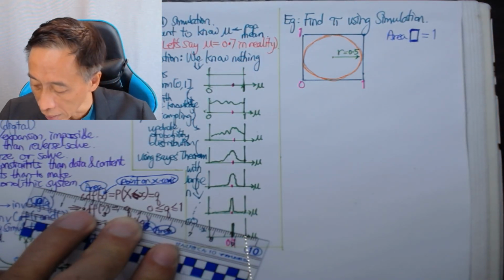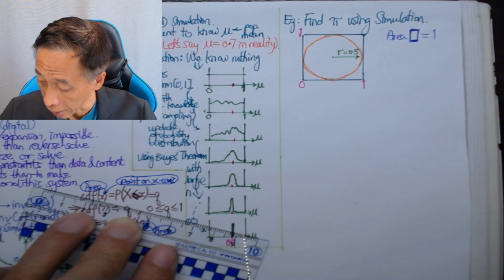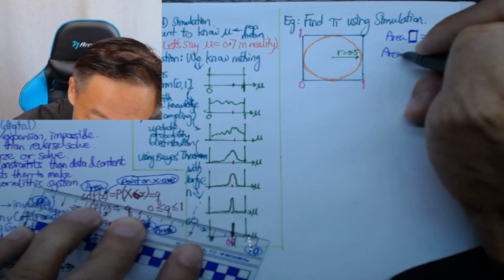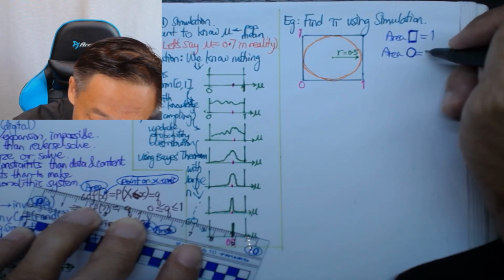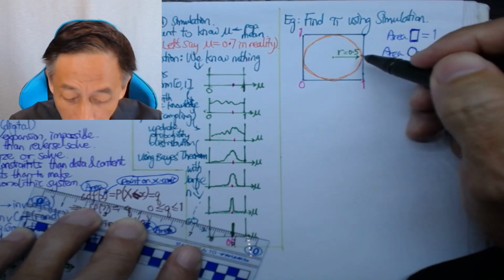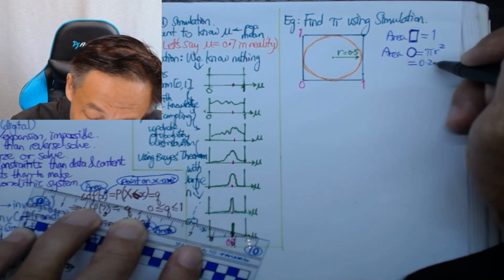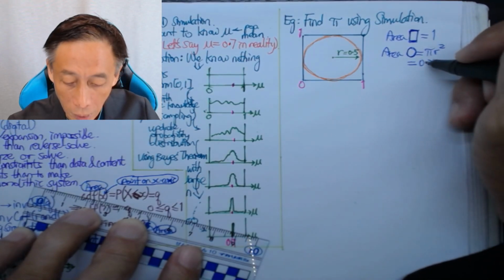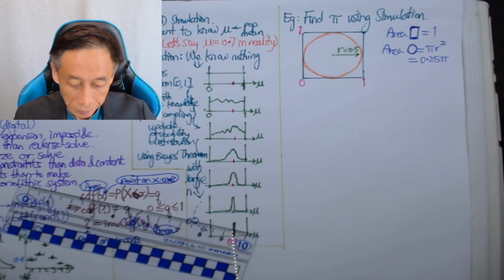And we can then say that the area of the circle is going to be equal to pi r squared, and that's going to be 0.5 times 0.5 times pi. So that's 0.25 pi. And we don't know what pi is, so we are unable to multiply it out. In fact, finding pi is our mission.